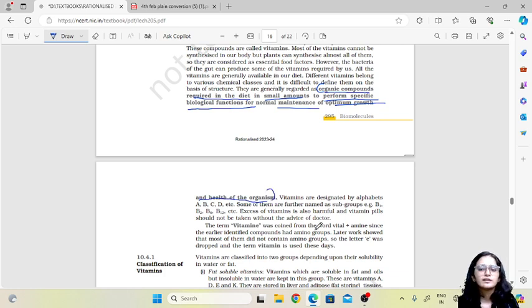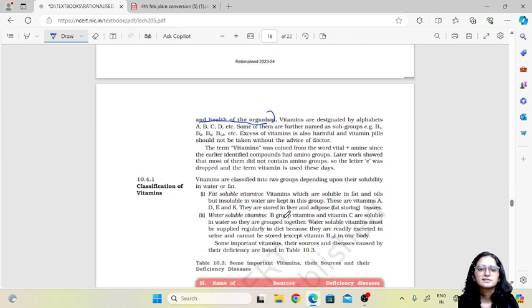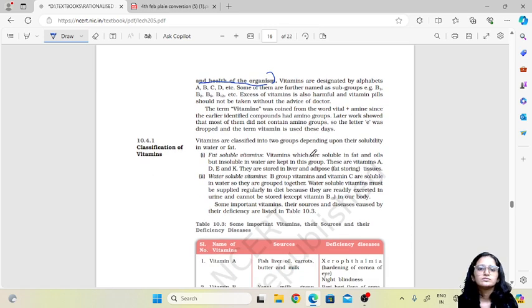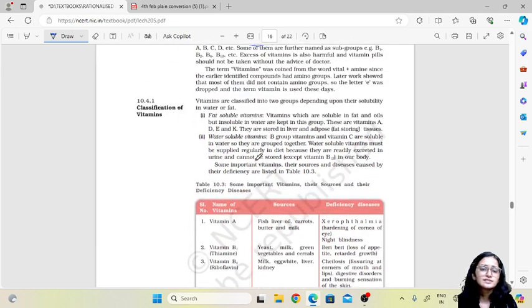They are designated by alphabets A, B, C, D, etc., and they are further named as subgroups, that is B1, B2, B6, B12. So these are the subgroups. Excess of vitamins is also harmful. That's why we should consume vitamins only in limited amounts in order to continue the growth.